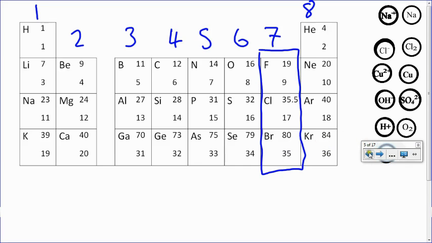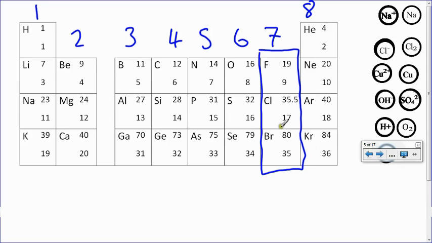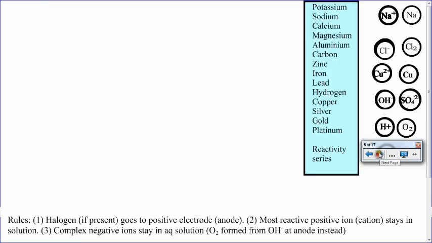So one of the rules we just saw here, rule 1, says the halogen goes to the positive electrode. Now halogens are group 7, and they also include iodine, and they've all got 1 negative charge. The second rule talks about positive ions and reactivity. So we need a bit of background on reactivity of metals, and you can see the most reactive at the top here, potassium, going down to platinum, and also included is hydrogen, and that's going to be important when we look at electrolysis of aqueous solutions.